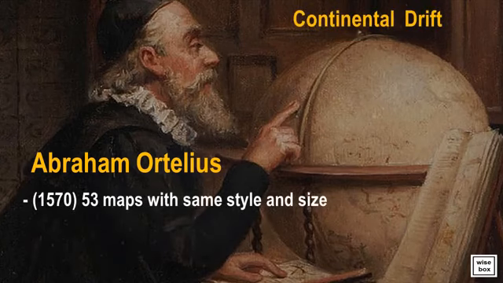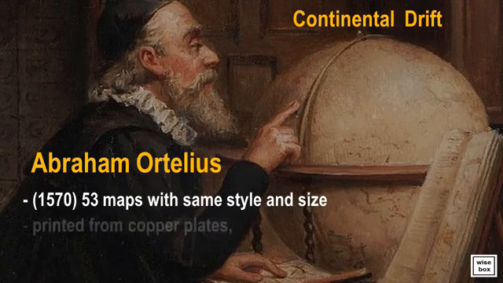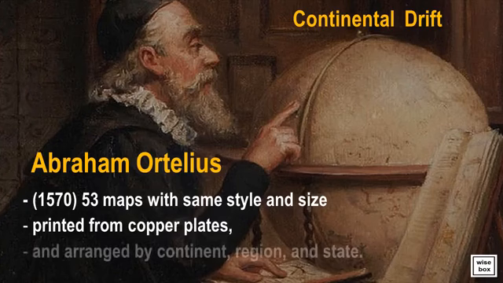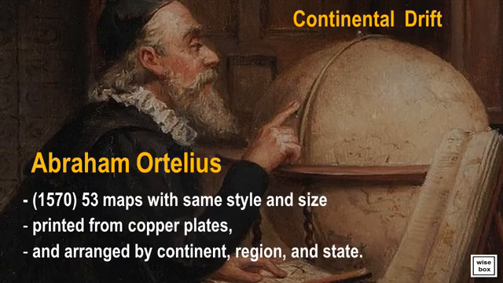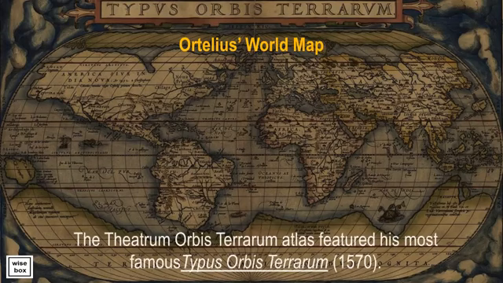It featured a collection of 53 maps, all in the same style and size. It was printed from copper plates, and arranged by continent, region, and state. The Theatrum Orbis Terrarum Atlas featured his most famous map, Typus Orbis Terrarum. It covers the entire world from pole to pole, revealing the shape and size of continents, based on the knowledge of the time.